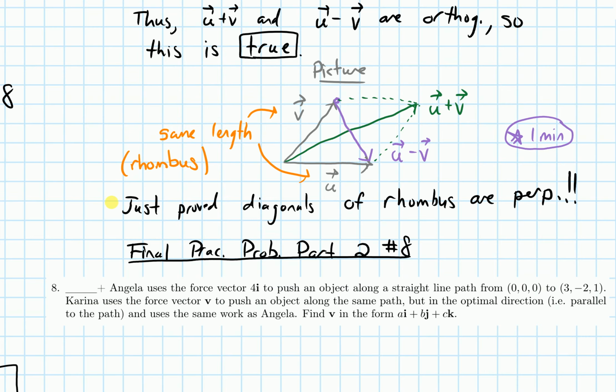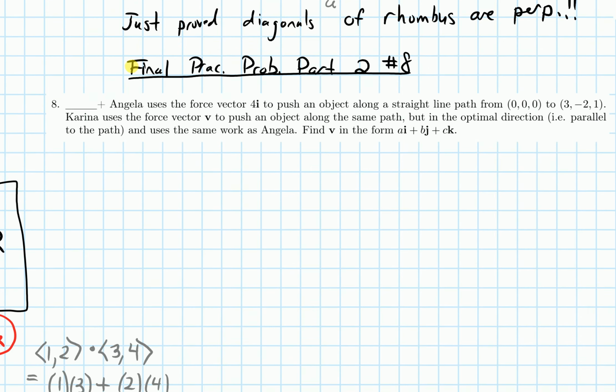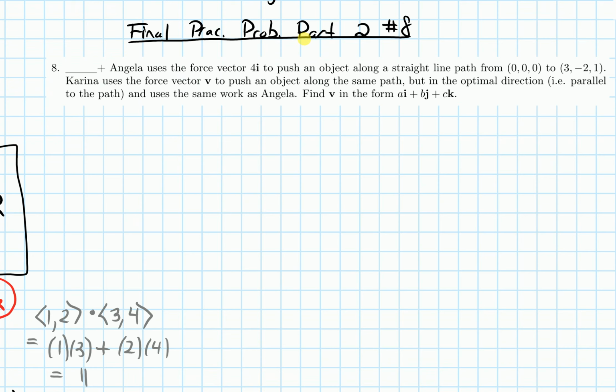Let's look at another example. This is from the final practice problems, part 2, and it's question number 8. The problem says that Angela uses the force vector 4i to push an object along a straight line path from (0, 0, 0) to (3, -2, 1). Karina uses the force vector v to push an object along the same path, but in the optimal direction.